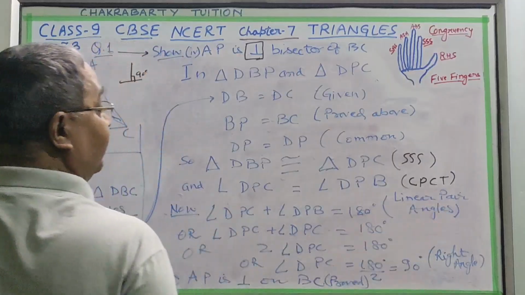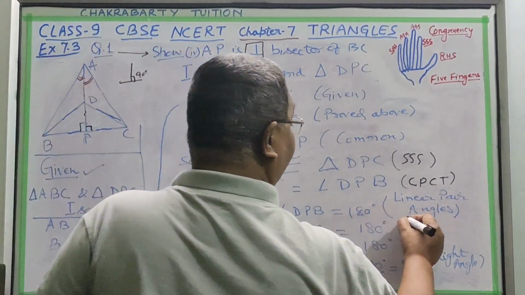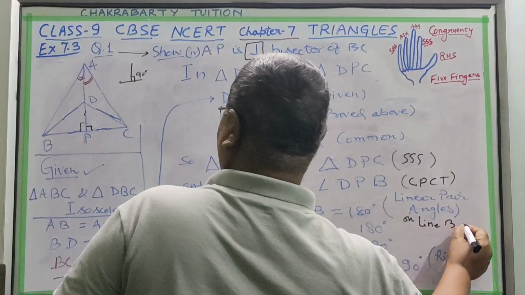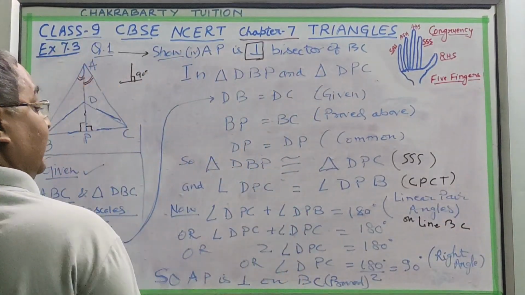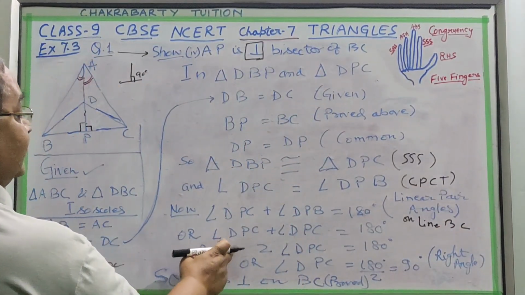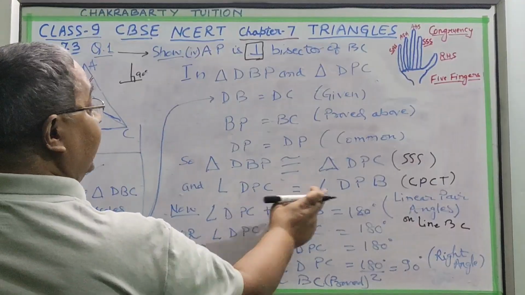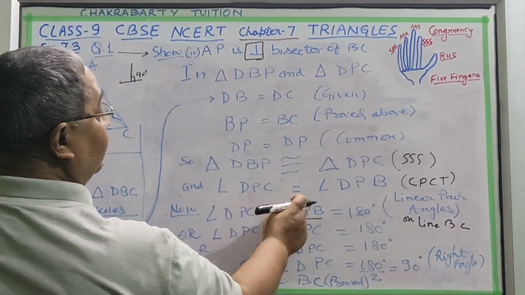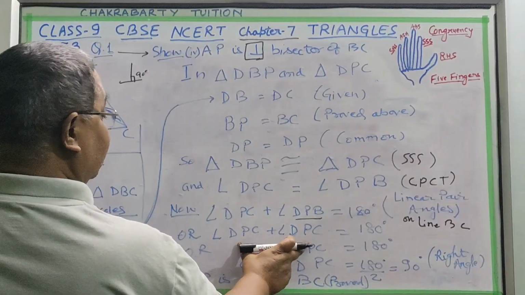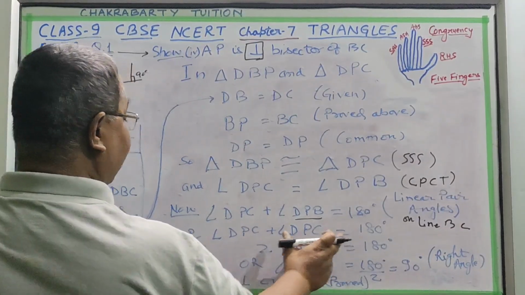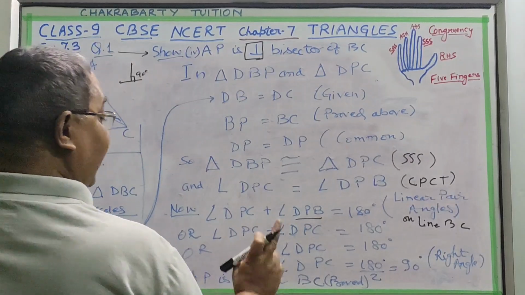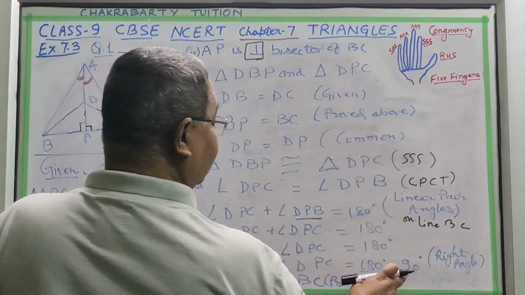It is a linear pair of angles on straight line BC, so it will be equal to 180 degrees. This angle DPB we can write as DPC also, because both are equal. So 2 DPC is equal to 180 degrees, so 1 DPC will be equal to 90 degrees.